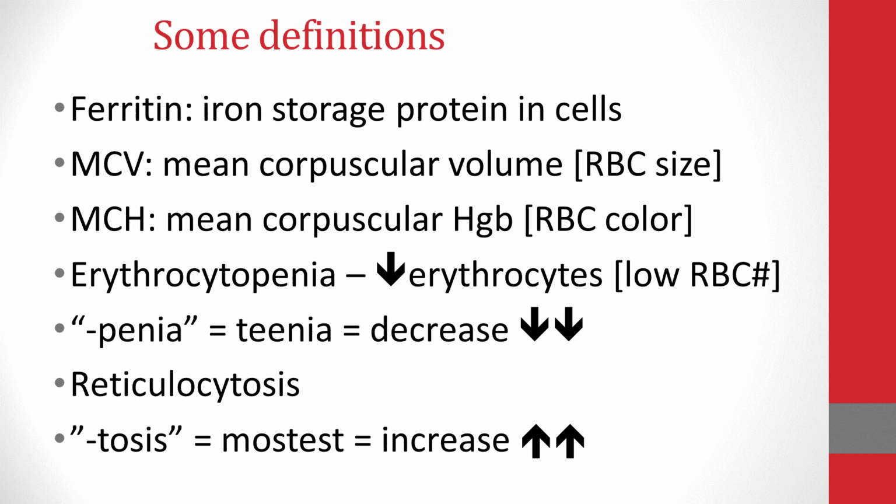Last slide, we have our definitions here. There are several things listed. Ferritin is a key one for you. That is the iron storage protein in our cells. So that is measurable, and that's a way for you to really gauge what's going on.